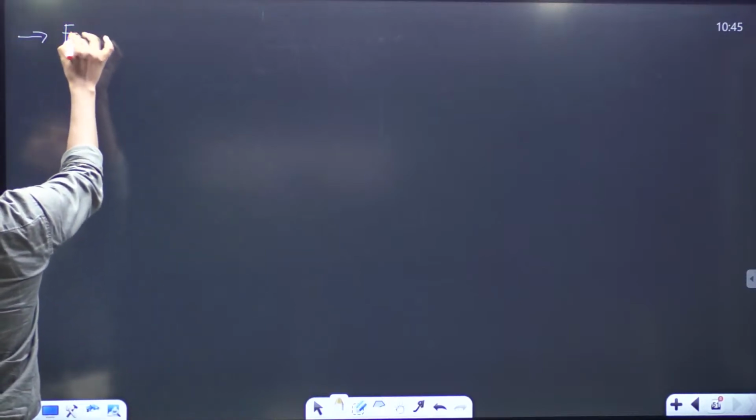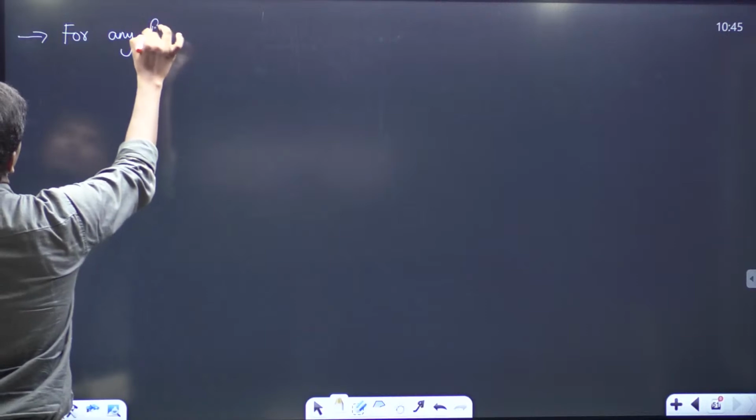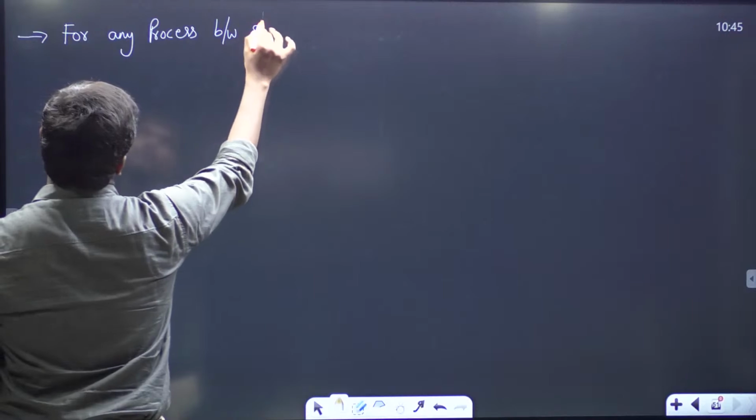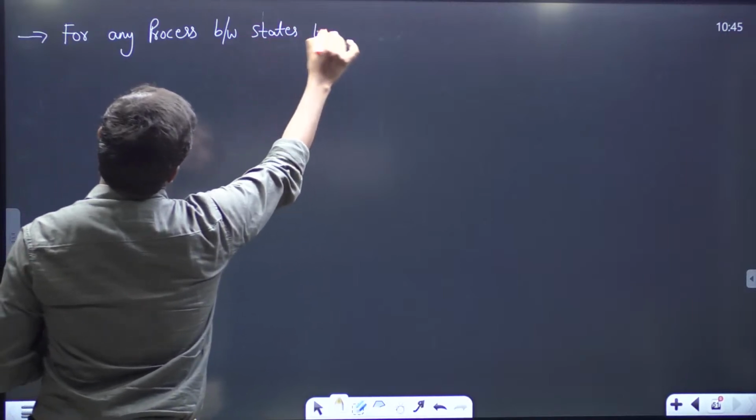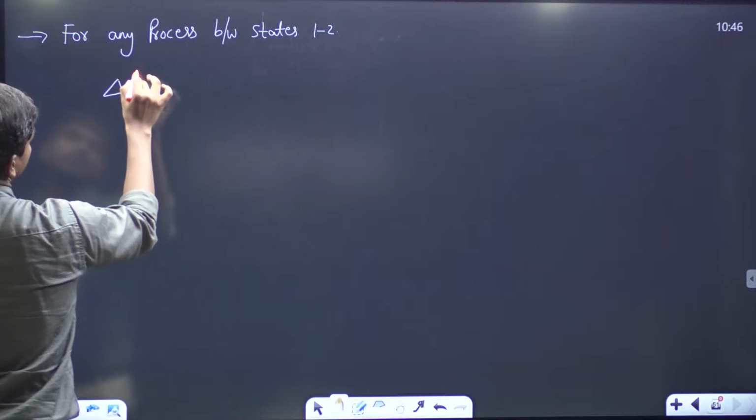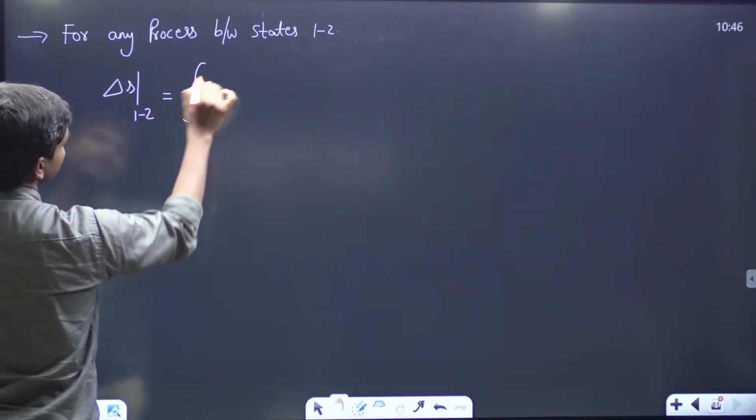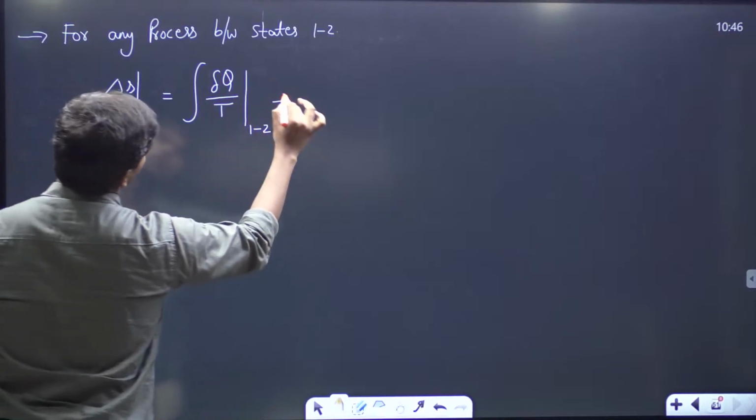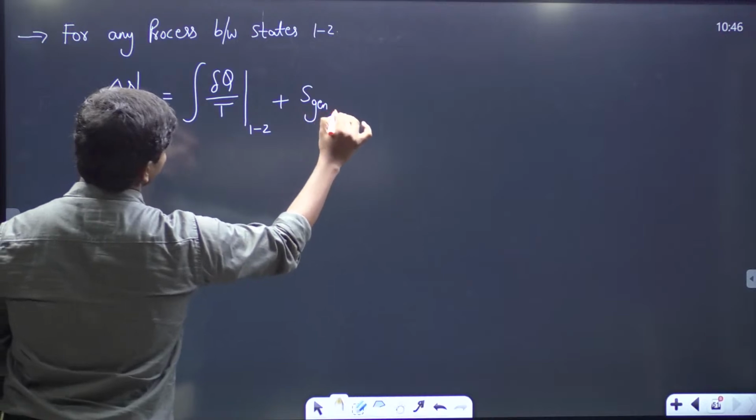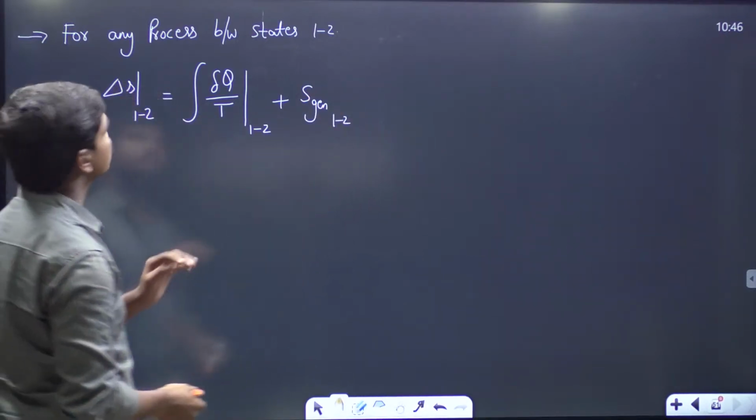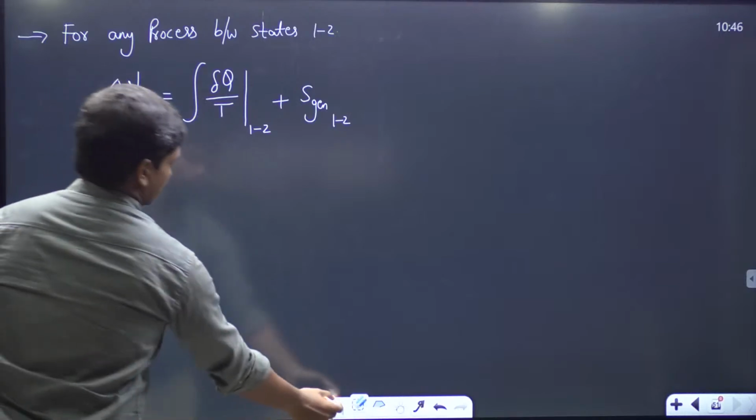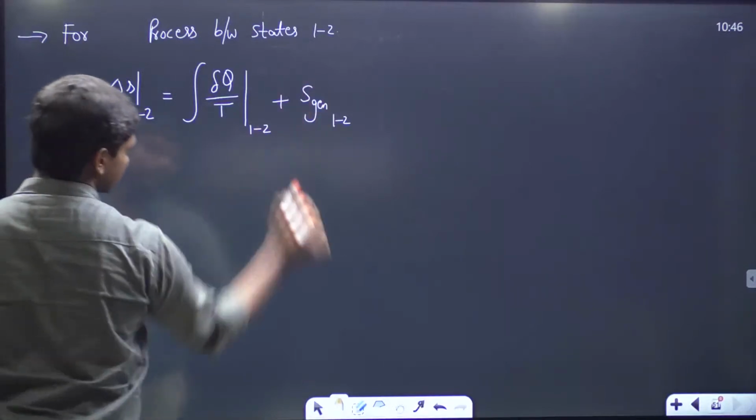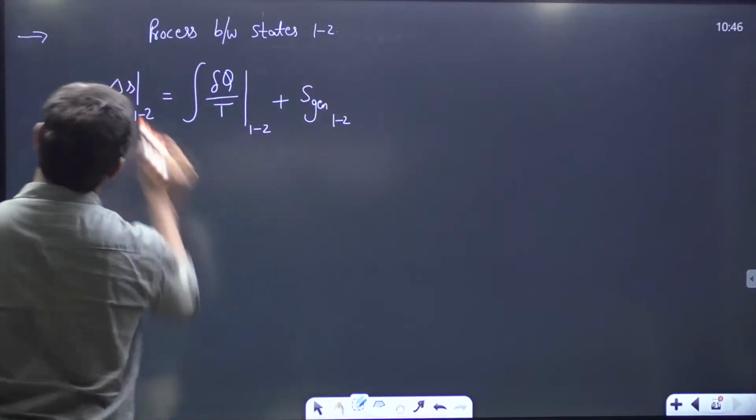So for any process between states 1 to 2, delta S of the process 1 to 2 is equal to the integral of del Q by T within the process 1 to 2 plus S generation within the process 1 to 2. And we should remove this word any, because this entropy generation depends upon path. Correct? We have seen this.